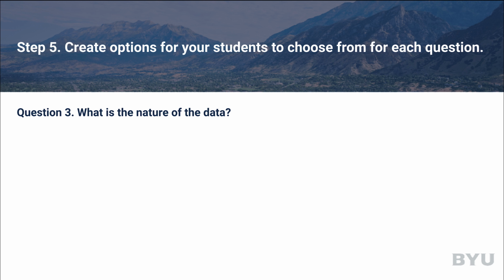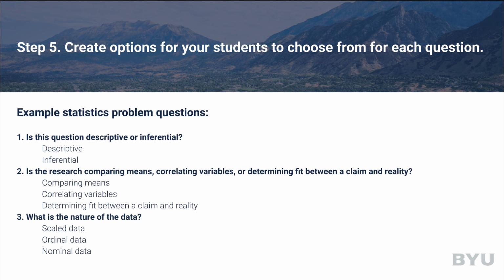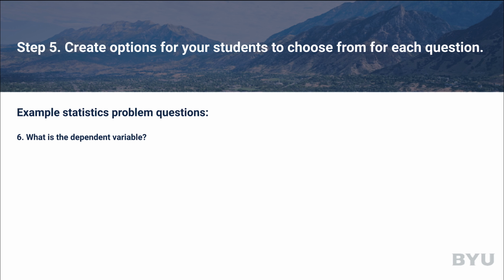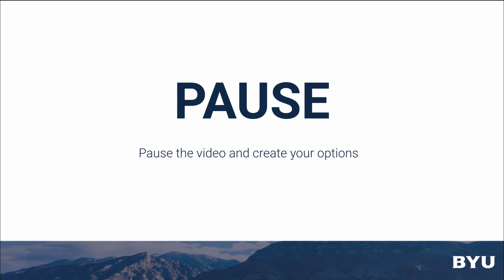What is the nature of the data? The options are not listed obviously in this question. There are three types of data we want our students to consider: scaled data, ordinal data, nominal data. So these will be our options. Continue to determine the options you want the students to choose from for each question you have listed until you have reached the end. In some instances, there can be an infinite number of options. When this is the case, put letters A, B, C, etc. Pause the video and create your options.